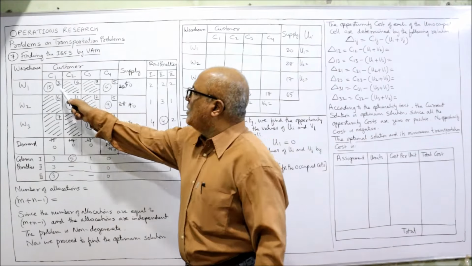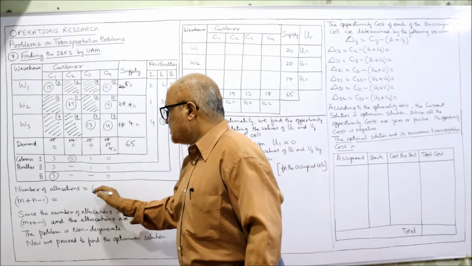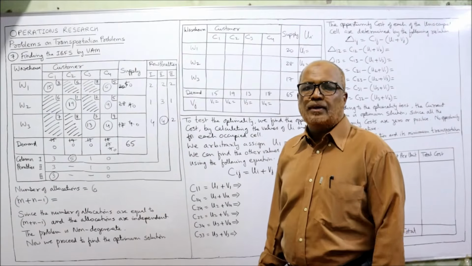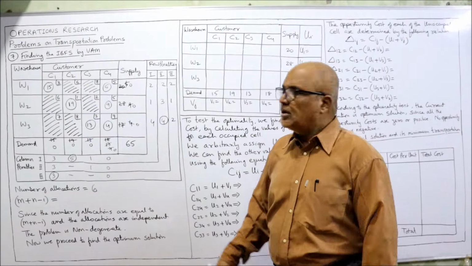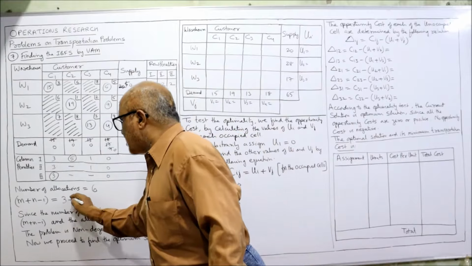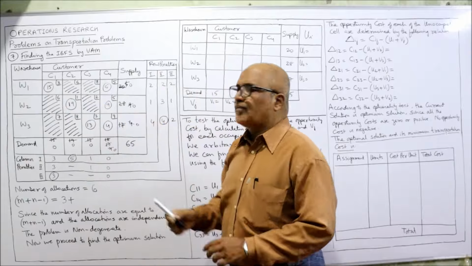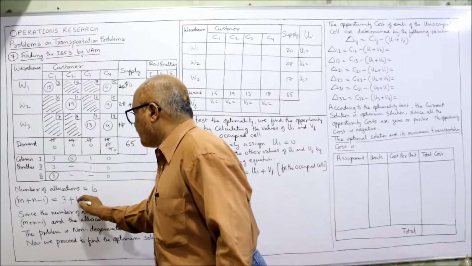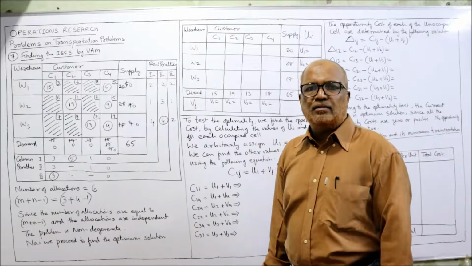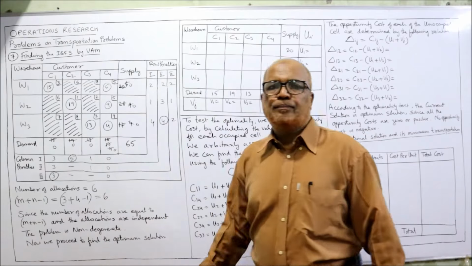The number of allocations. How many allocations are there? 1, 2, 3, 4, 5, 6. 6 allocations are there. M plus N minus 1. M stands for number of rows. How many rows? 1, 2, 3. 3 rows. N stands for number of columns. How many columns? 1, 2, 3, 4. 4 columns. Minus 1. 3 plus 4, 7. 7 minus 1, 6. So what is happening?